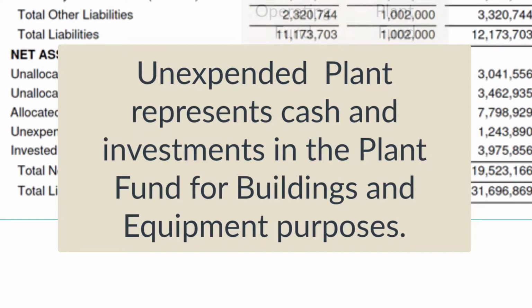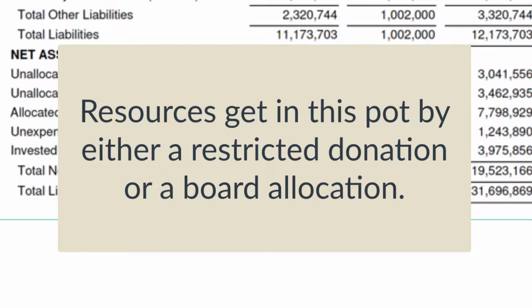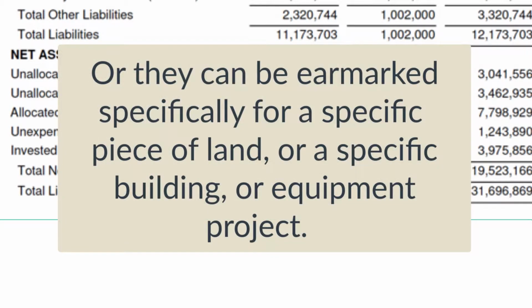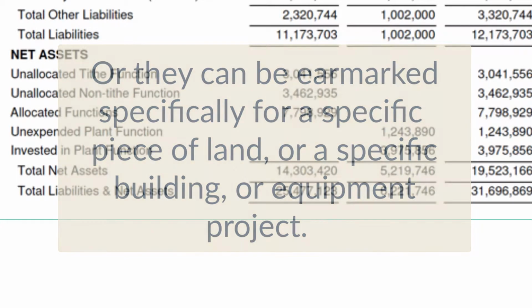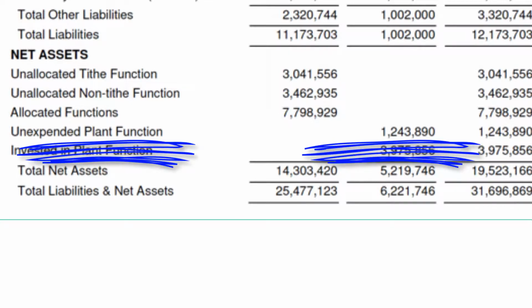There are two ways that it gets in this pot. Either the donors restricted the donation or the board has allocated it to that pot. Sometimes the board allocates it generally, like just set aside this money for land, building, and equipment, and sometimes it does it specifically, set aside this money to build a new conference office. So as far as budgeting is concerned, we can budget this, but we need to do it recognizing that this money is destined or earmarked for that purpose.